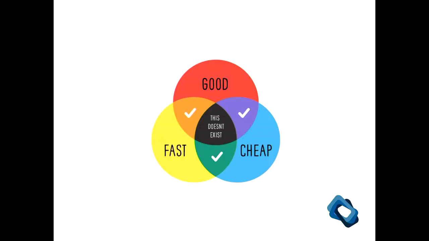It can be good and cheap, it can be good and fast, it can be fast and cheap, but it cannot be all three of these things. That's impossible. They're asking for the impossible.